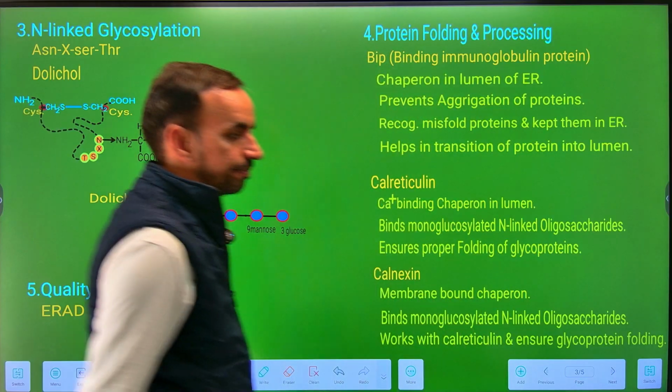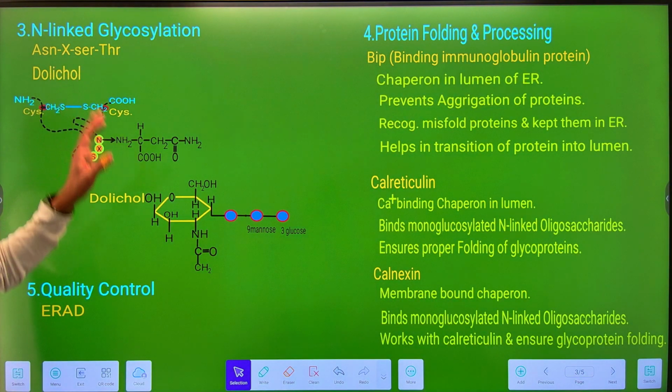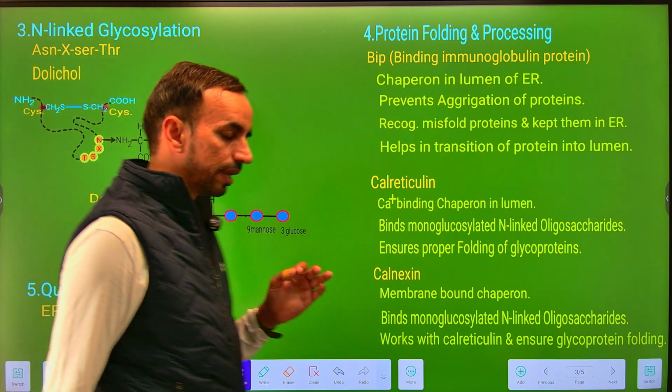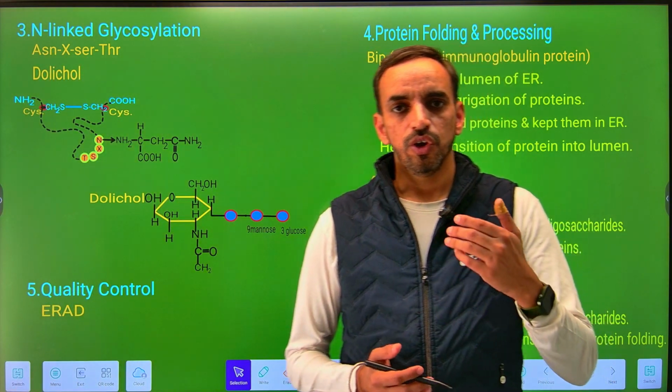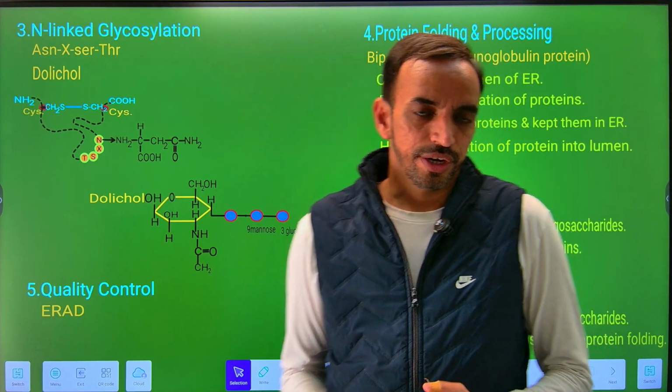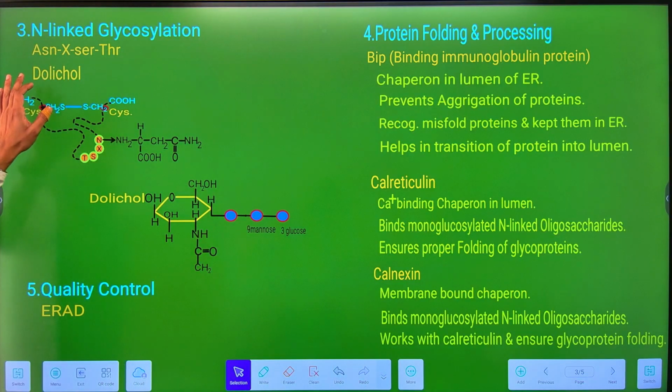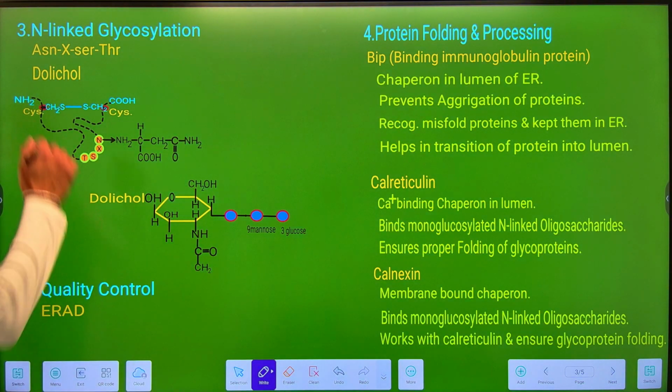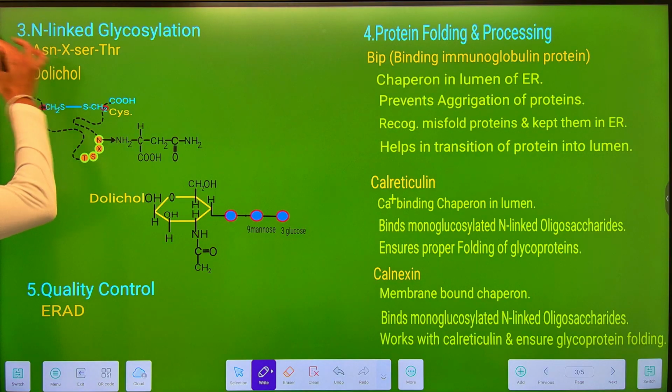Now the next function we talk about is N-linked glycosylation. Glycosylation is the process of addition of sugars onto the protein molecule. Now if the protein contains the consensus sequence in the form of asparagine, X, serine or threonine.